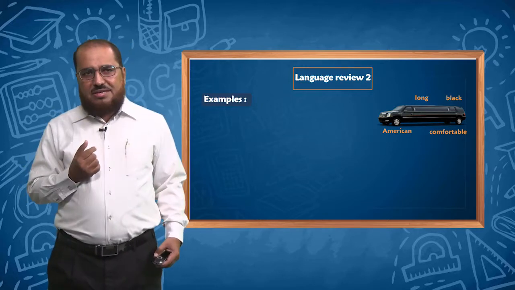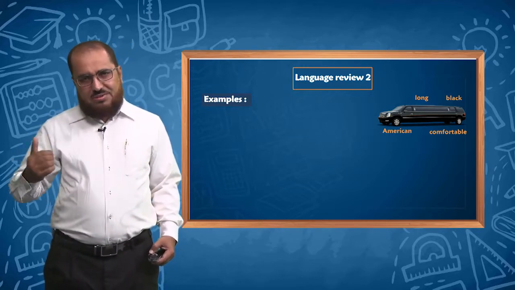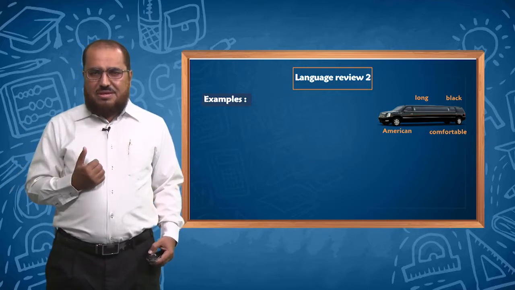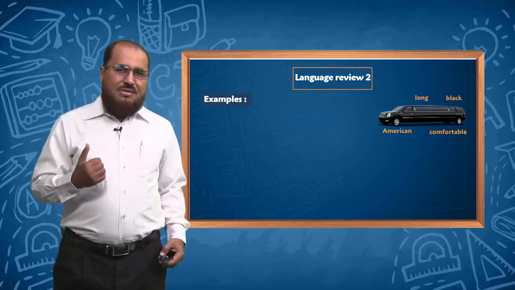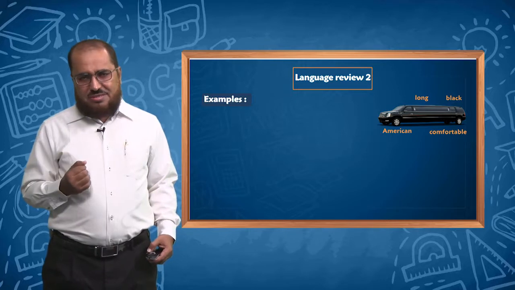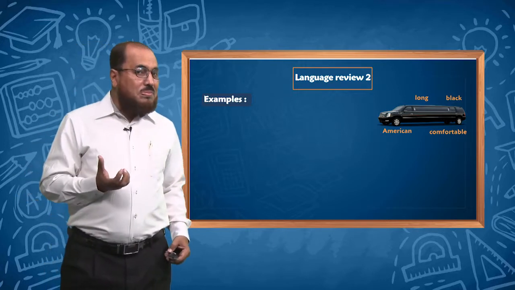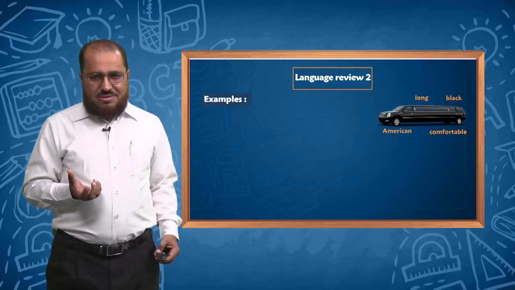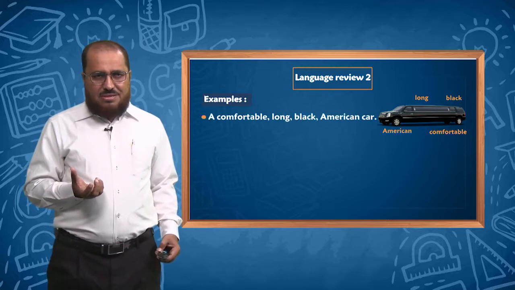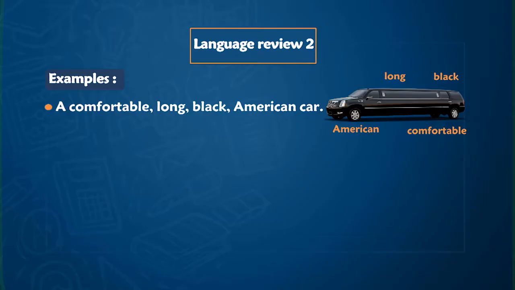And I have a color here, black. It should be here, number 3 in this sentence. Then American, because American is the nationality. How will our sentence be presented? A comfortable, long, black American car. That is it. Here the sentence is correct.